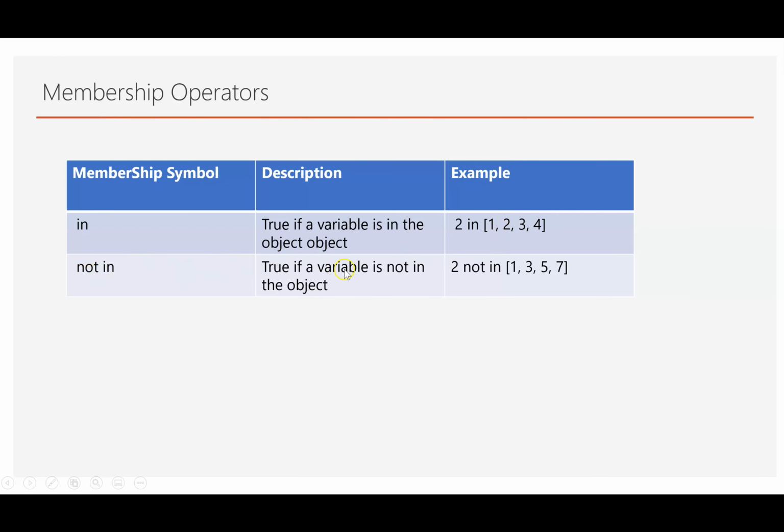Say 2 not in this list. So my list of numbers is 1, 3, 5, 7. 2 is not in this list, so this should give me true.